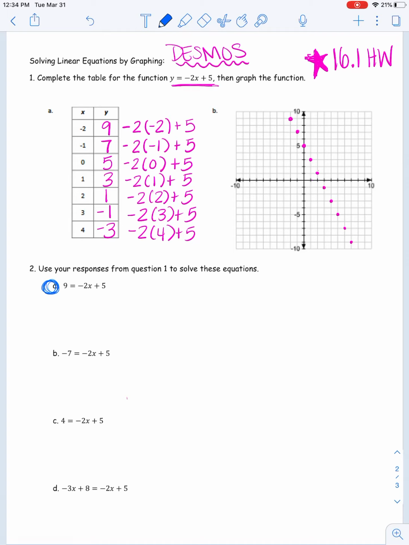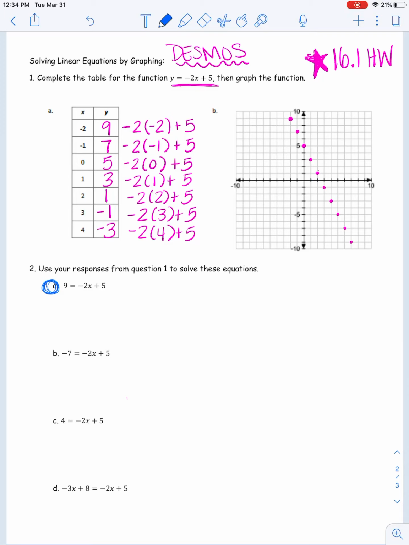So if I'm looking for where negative 2x plus 5 equals 9, I can do one of two things. I can look at the graph and find where y is equal to 9, or I can look in the table and find where y is equal to 9. So I'm going to show you both.